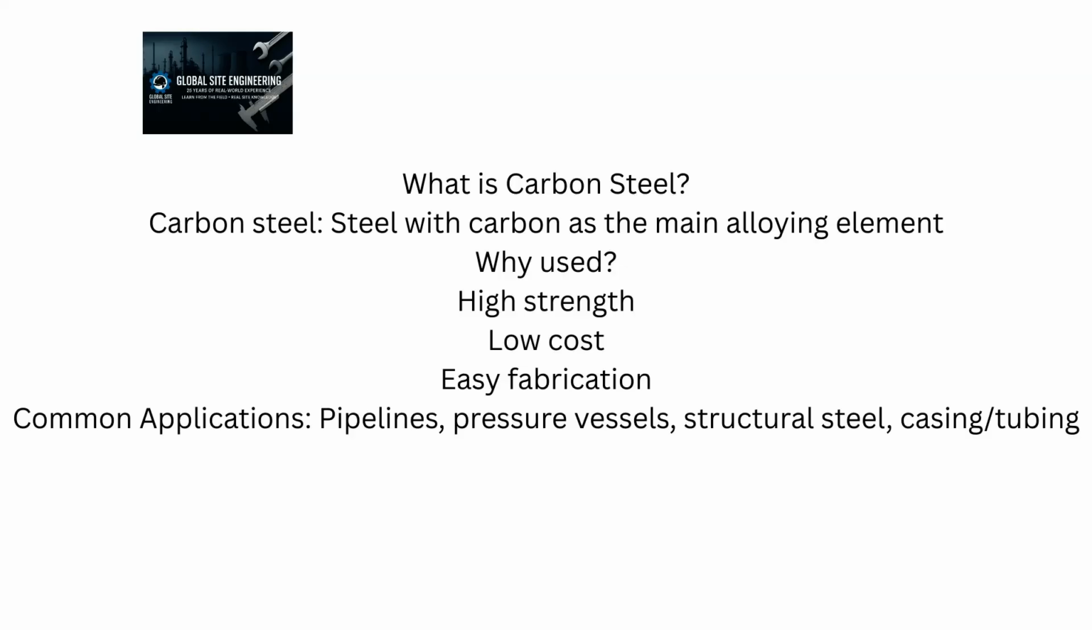What is carbon steel? Let's start with the basics. Carbon steel is a type of steel where carbon is the main alloying element. Why do we use it in oil and gas? Because it offers high strength, is affordable, and easy to fabricate. You'll commonly see it in piping, pipelines, pressure vessels, structural steel, and casing or tubing.